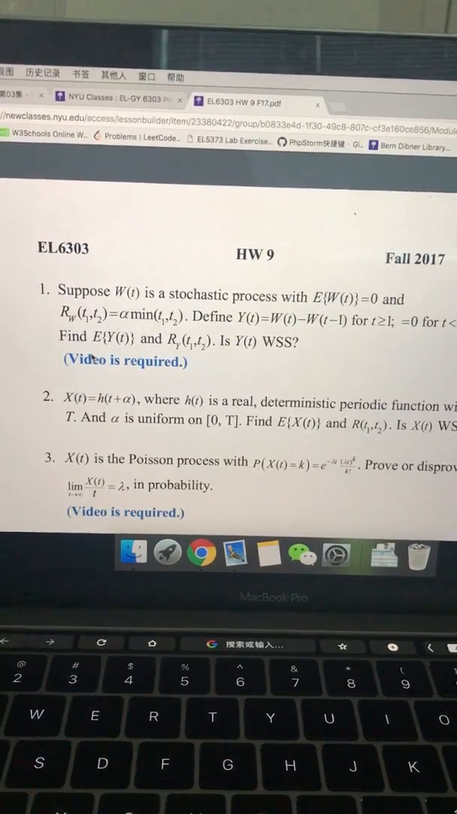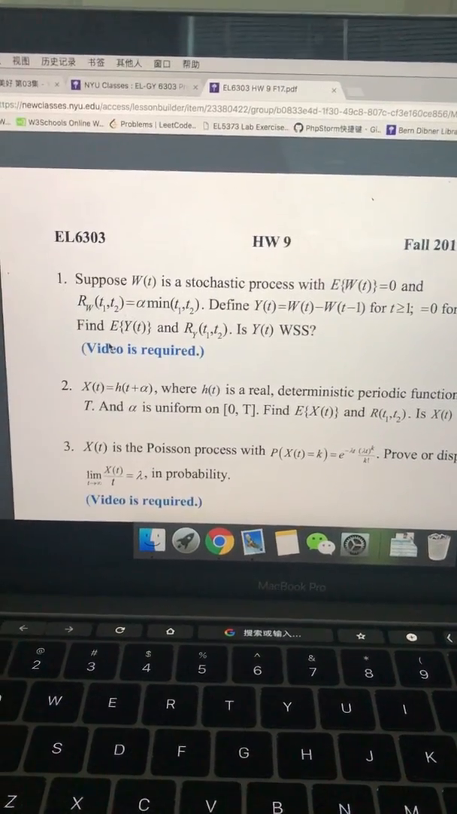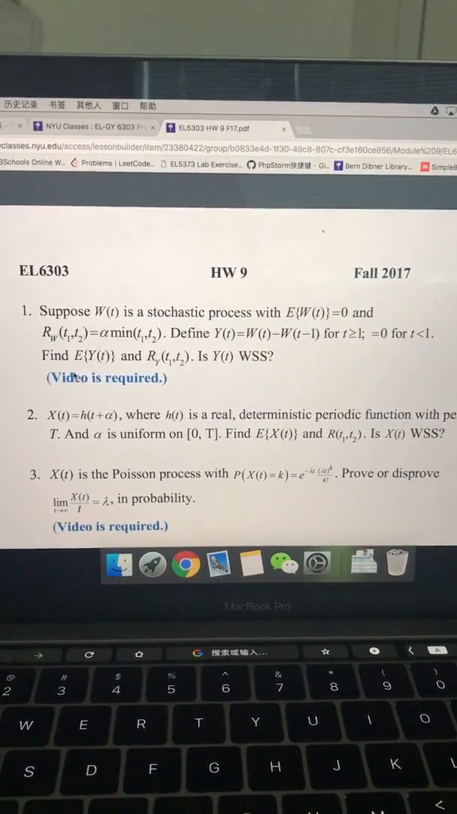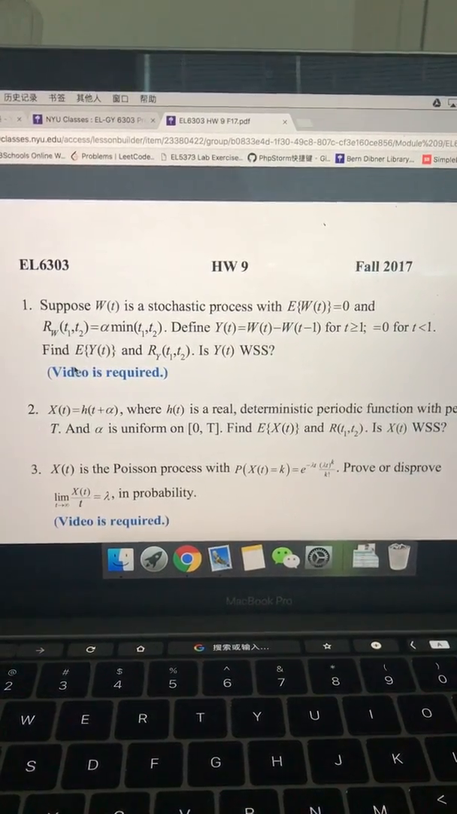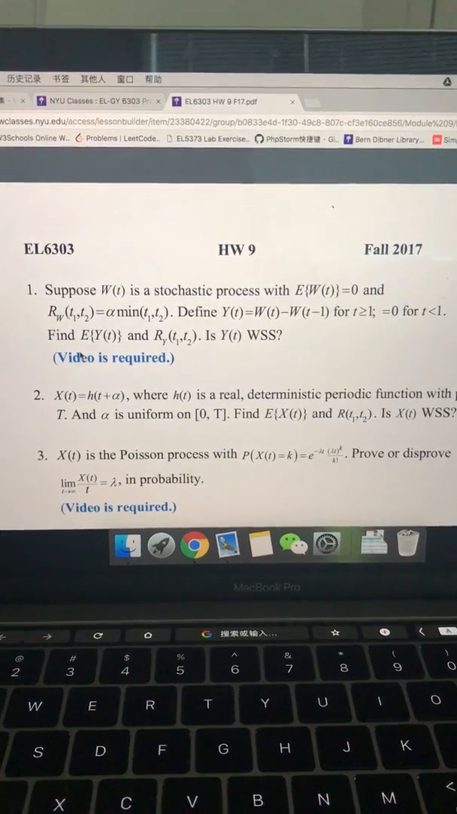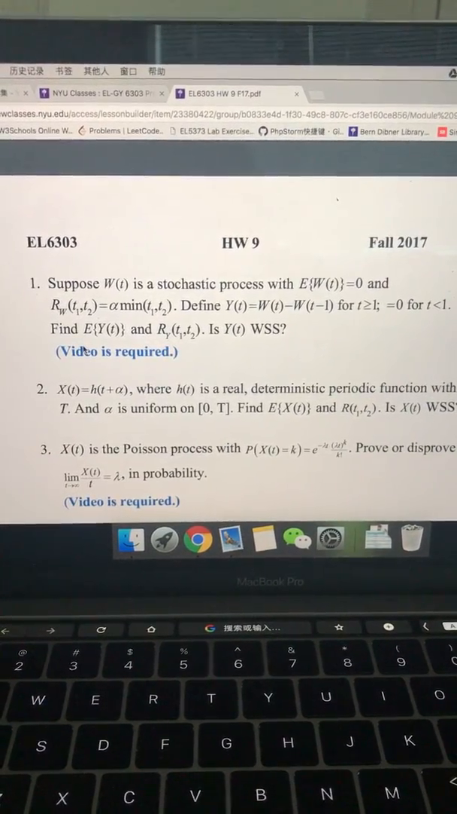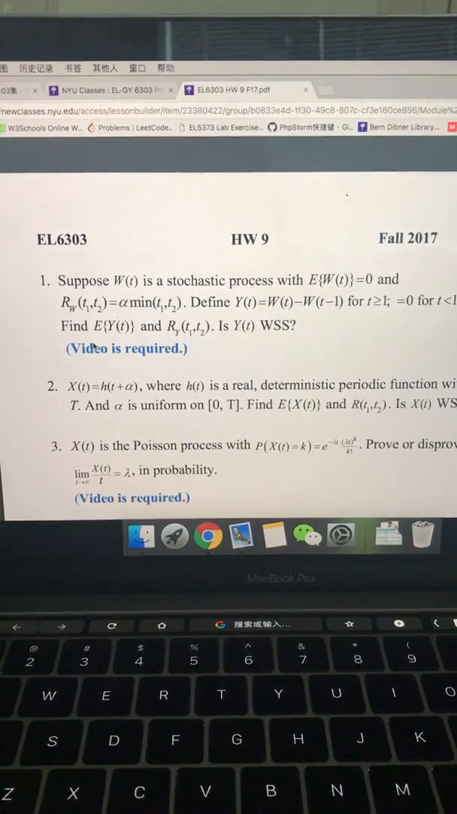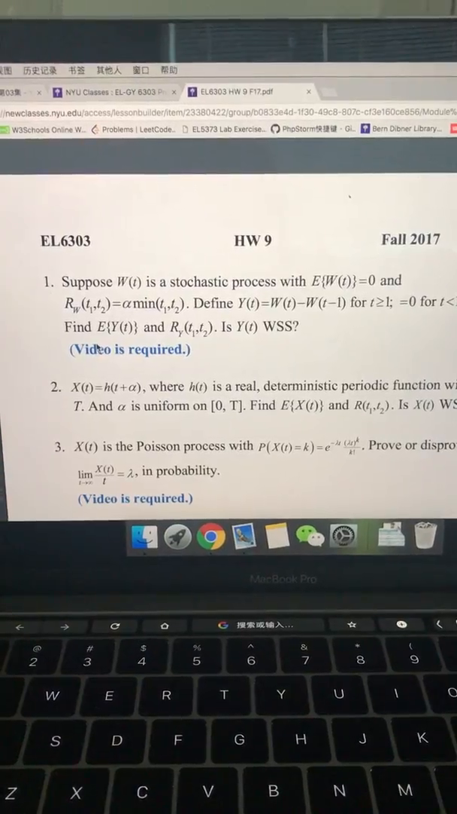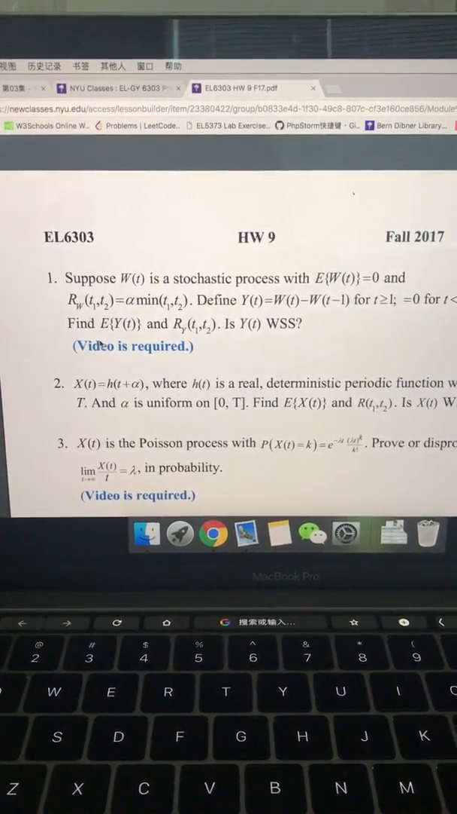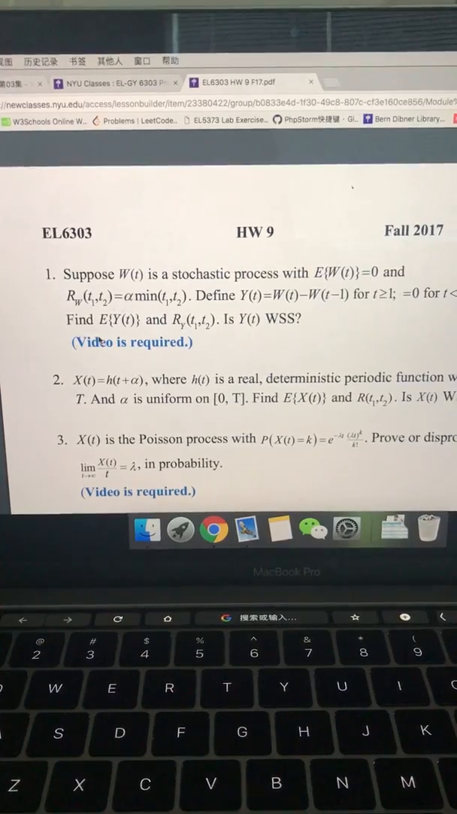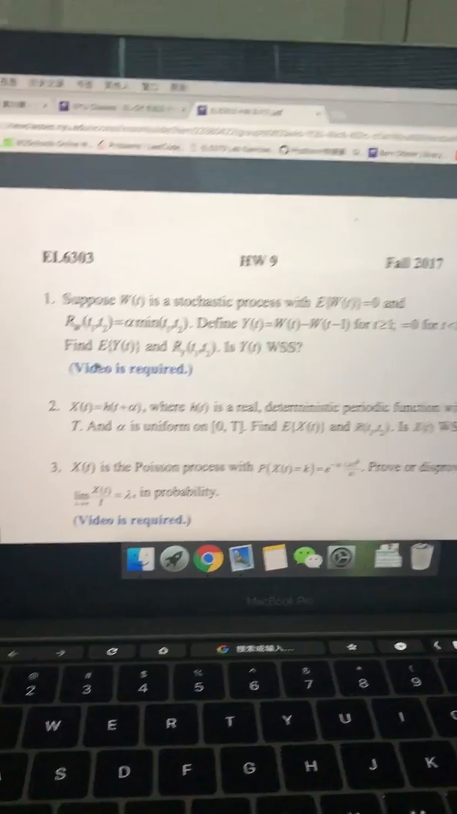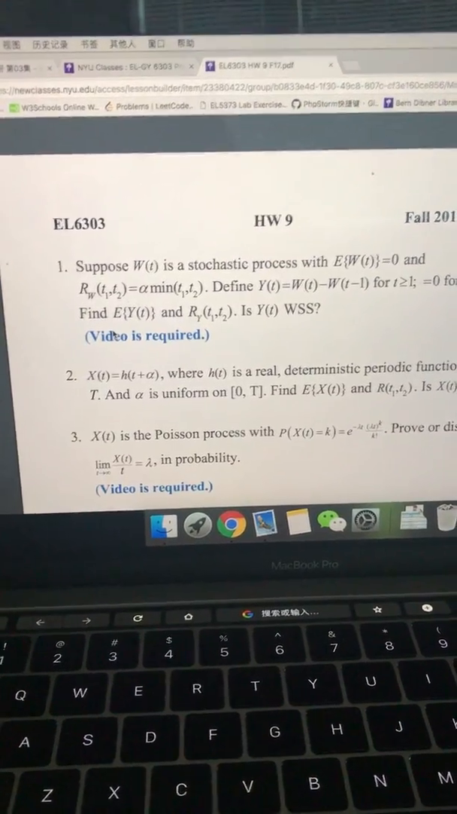Let's see the question. Suppose W(t) is a stochastic process with E[W(t)] equal to 0 and R_W(t1, t2) equals alpha times the minimum of t1, t2. Define Y(t) equals W(t) minus W(t-1) for t greater than or equal to 1, and we want to find E[Y(t)] and R_Y(t1, t2), and whether Y(t) is WSS.